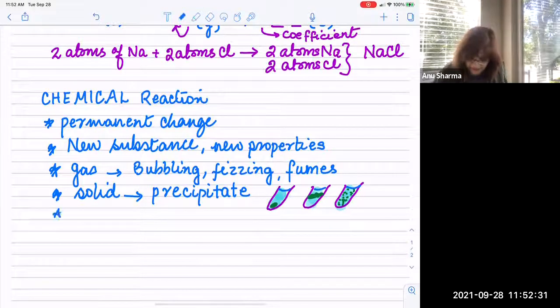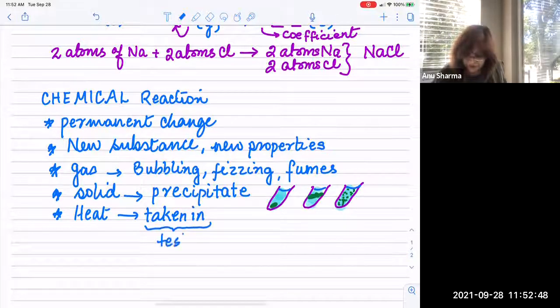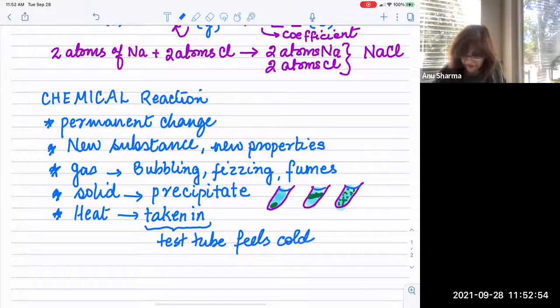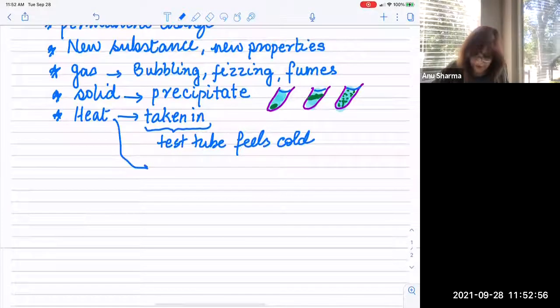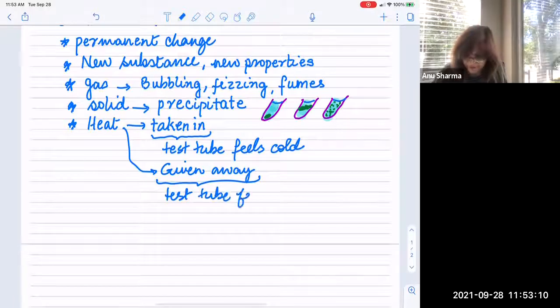Okay, sometimes there is a heat exchange. Heat is either evolved or taken in during a chemical reaction. When the heat is taken in, absorbed, the test tube feels cold. And when the heat is given away, that means the test tube feels hot.